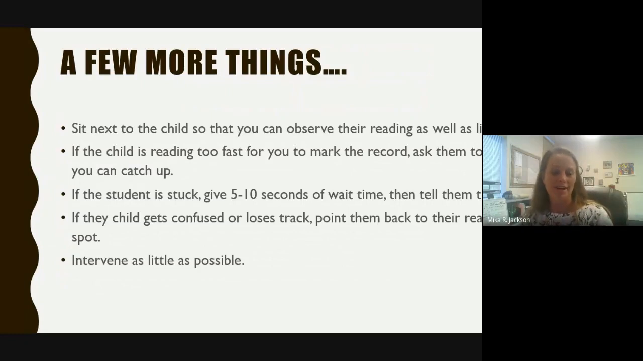I've already told you guys if they get stuck, you want to go ahead and teacher assist them after that 5 or 10 seconds of wait time. Go ahead and tell them the word so they can move on.